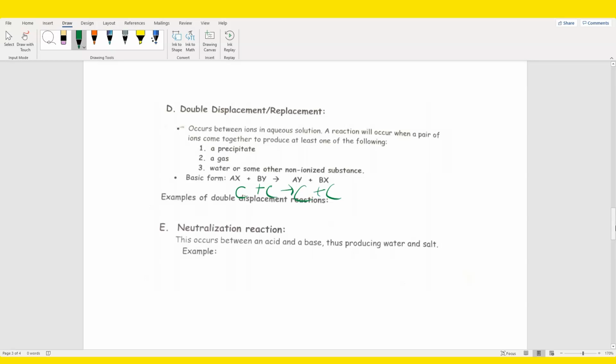Let's say I have aluminum sulfate reacting with, let's say, calcium hydroxide. What's going to happen is aluminum is going to replace calcium. So in other words, they're going to swap. So aluminum is going to now form with hydroxide. So whatever the charge on aluminum is and whatever the charge on hydroxide is, they're going to partner up together. So this is going to form your new compounds.